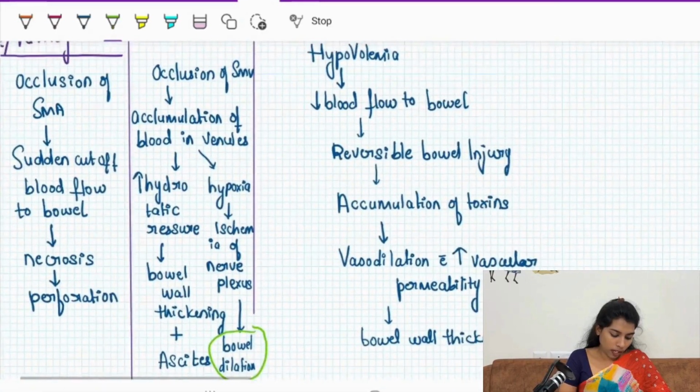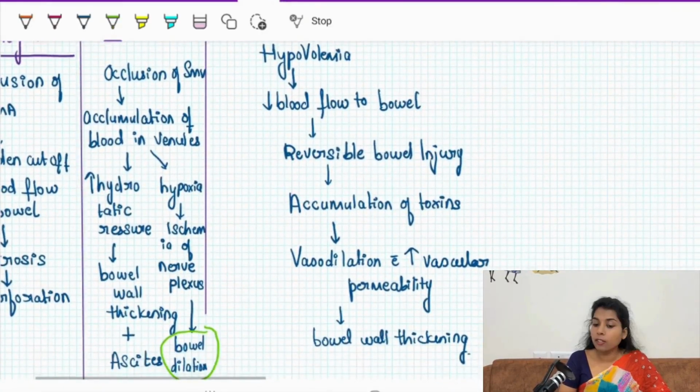Now, we look at the pathogenesis of NOMI, non-occlusive mesenteric ischemia. We already know the patient is in a hypoperfusion state, the patient is in shock, because of which there is decreased blood flow to the bowel, and blood is redirected to the heart and the brain. Because of this, the bowel will experience a reversible bowel injury.